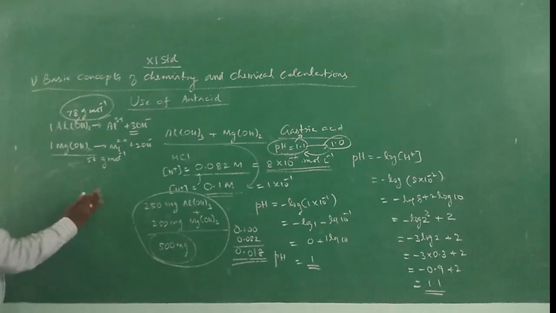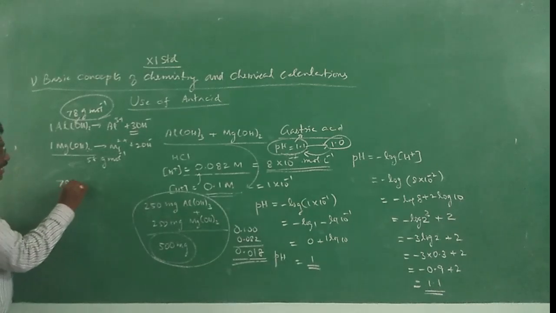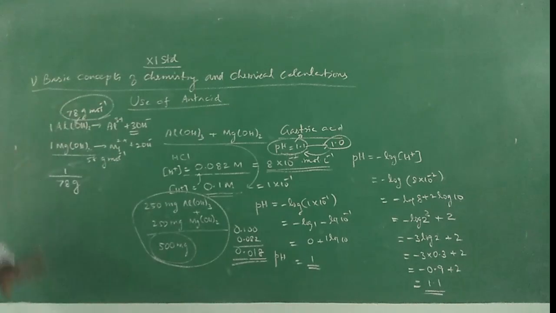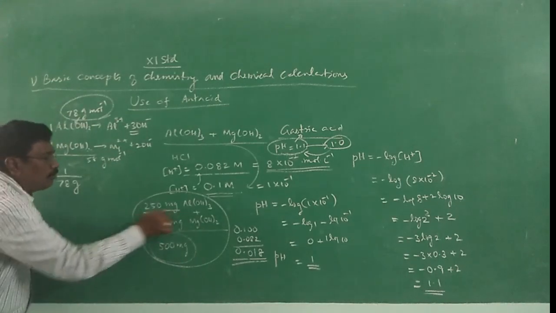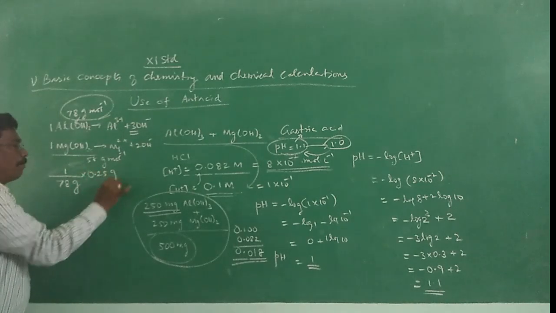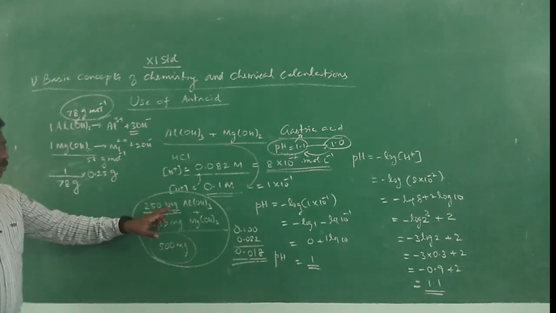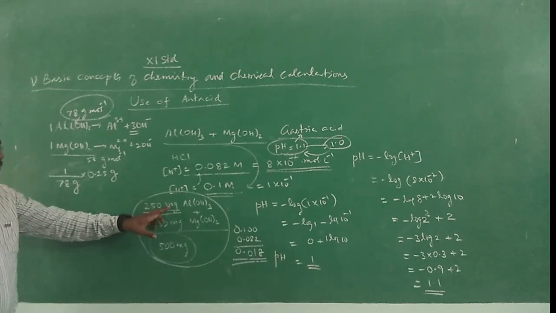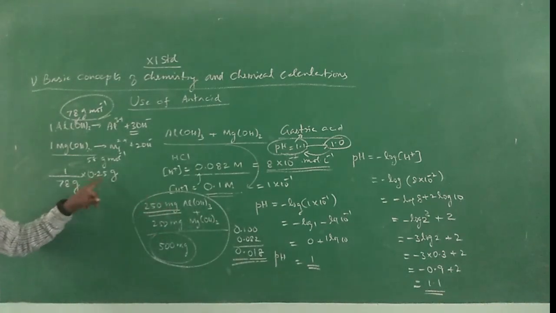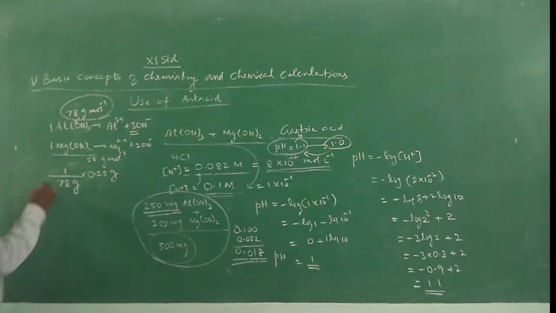How? We know the molecular mass of aluminum hydroxide, 78 grams. 78 gram of aluminum hydroxide contains how many moles? 1 mole. 78 gram corresponds to 1 mole. Therefore, we have taken only 250 mg. 250 mg means 0.25 gram. To convert milligram into gram, it has to be multiplied by 10 power minus 3. All right. So 0.25 gram. And therefore, now I can write.